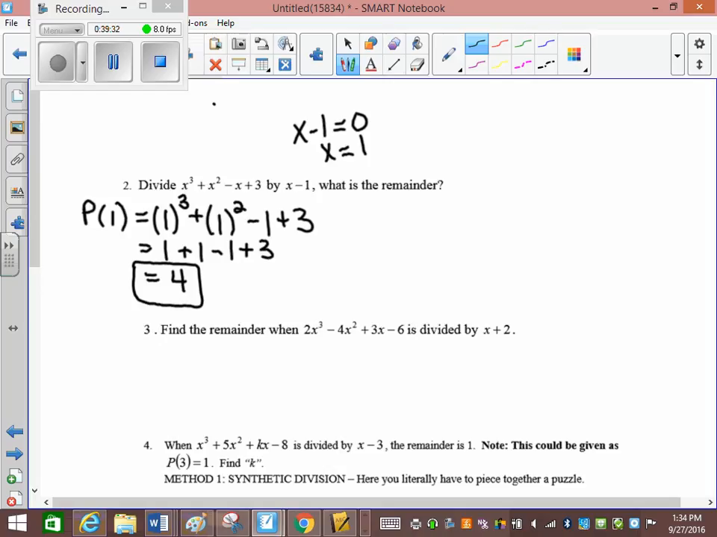Or you can do long division. Up to you. Option. That one is not restricted to one way. You can do long division. Go ahead. Try number 3.